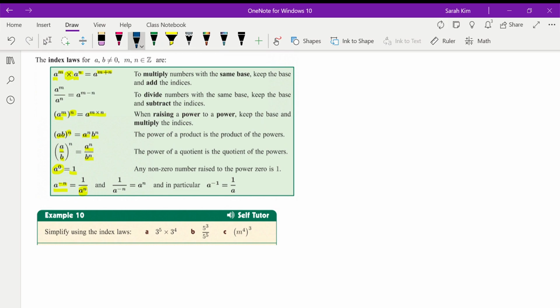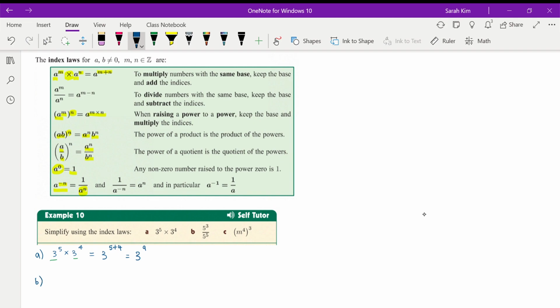So with example 10a, you have to simplify using the index laws. So 3 to the power of 5 times 3 to the power of 4. As you can see, the base is the same, right? So that means you can add the powers, because that's the rule over here. You can go 5 plus 4 as a bit of working out, or if you're really good at it, you should be able to write 9.